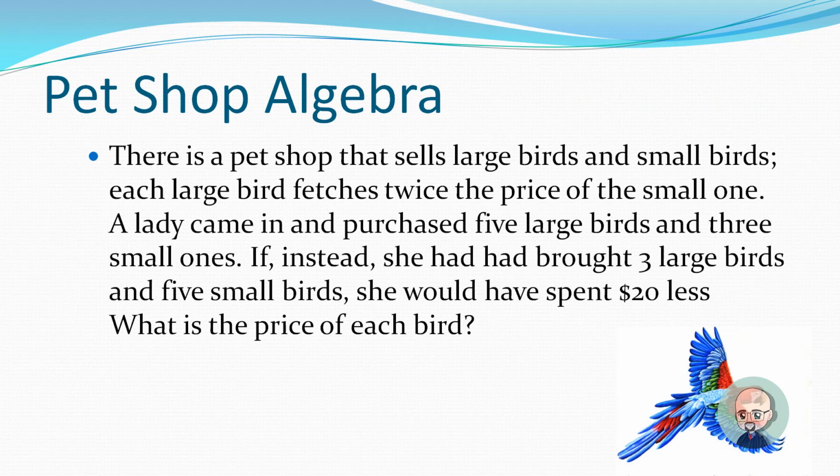I'm going to give you a problem, pet shop algebra. There is a pet shop that sells large birds and small birds. Each large bird fetches twice the price of the small one. A lady came in and purchased 5 large birds and 3 small ones. If instead she had bought 3 large birds and 5 small birds, she would have spent $20 less. What is the price of each bird?